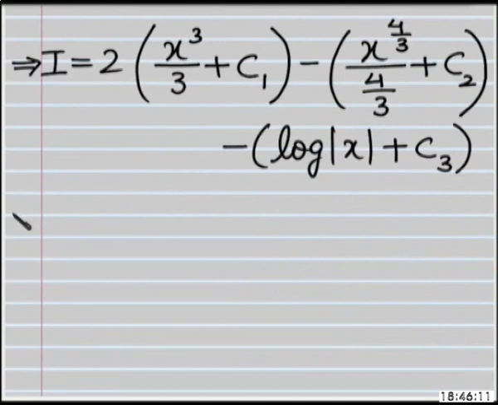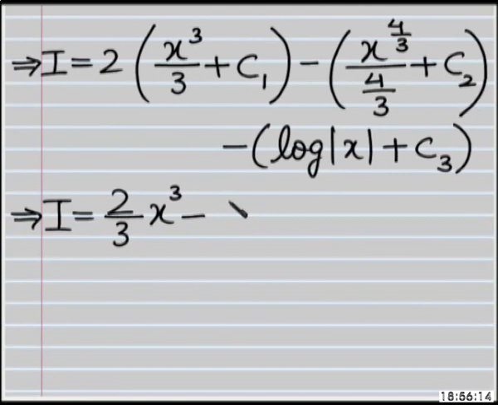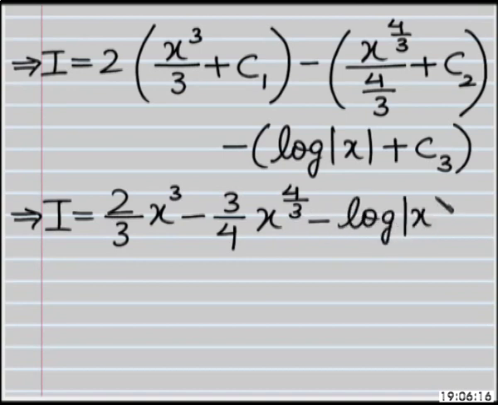So, we have I is equal to 2 upon 3 into x raised to the power 3 minus 3 upon 4 into x raised to the power 4 upon 3 minus log of mod of x plus c.